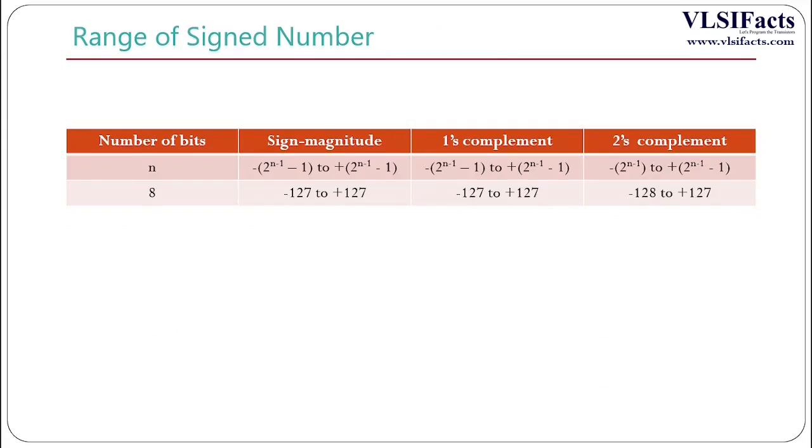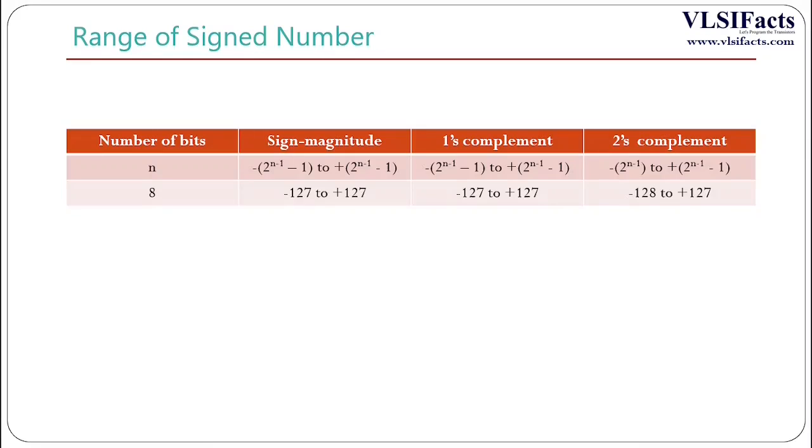Now we will learn the range of signed numbers. This is very important from the exam point of view. Many times in exams you find short questions to calculate the range of signed numbers. If the number of bits is n, then the range of numbers which you can represent using sign magnitude form is minus (2 to the power n minus 1, minus 1) to plus (2 to the power n minus 1, minus 1).